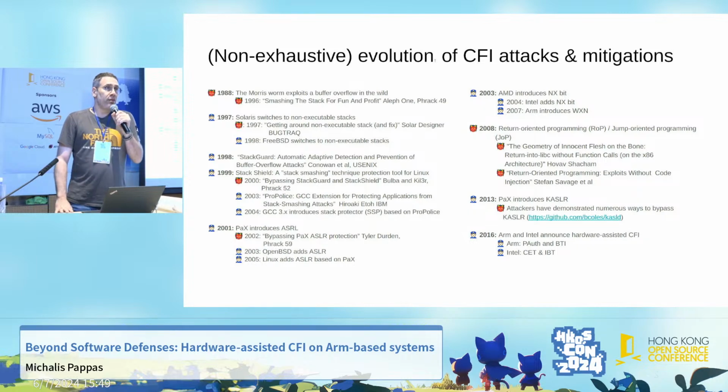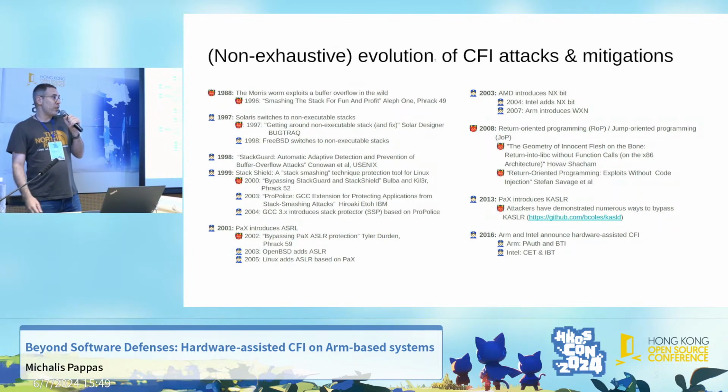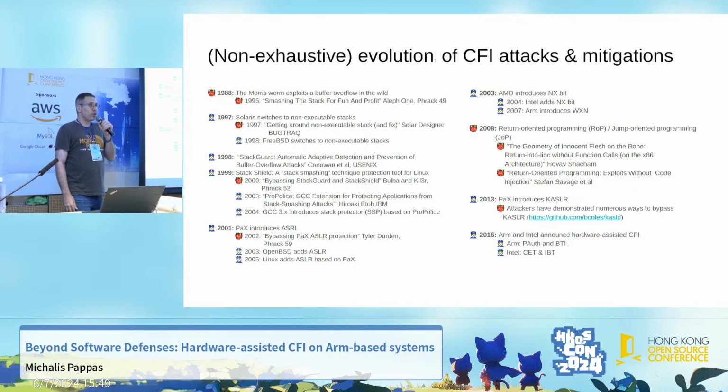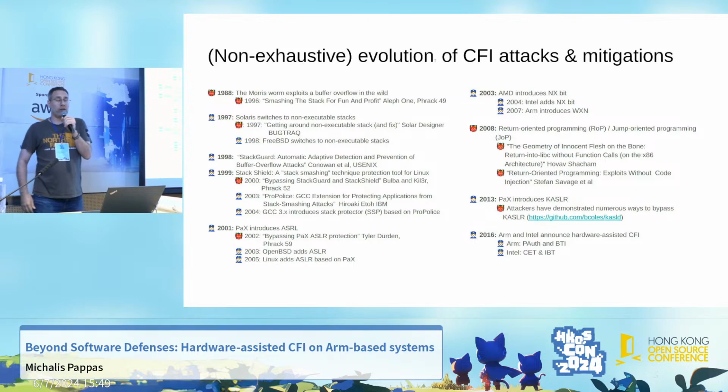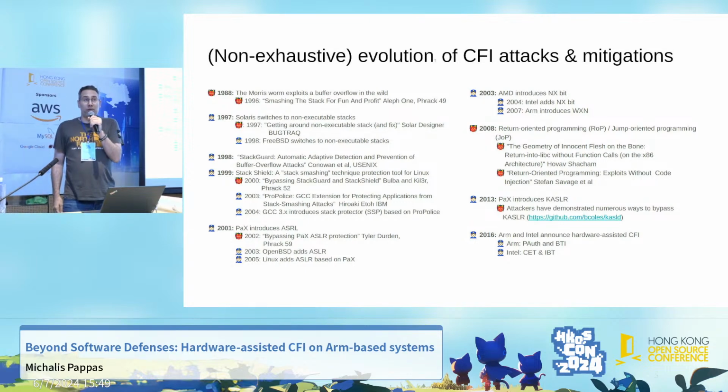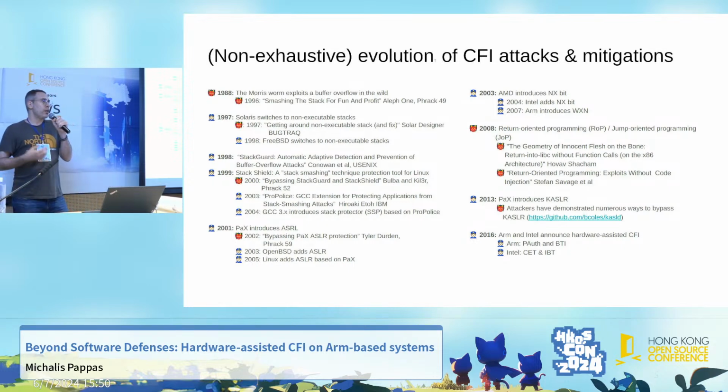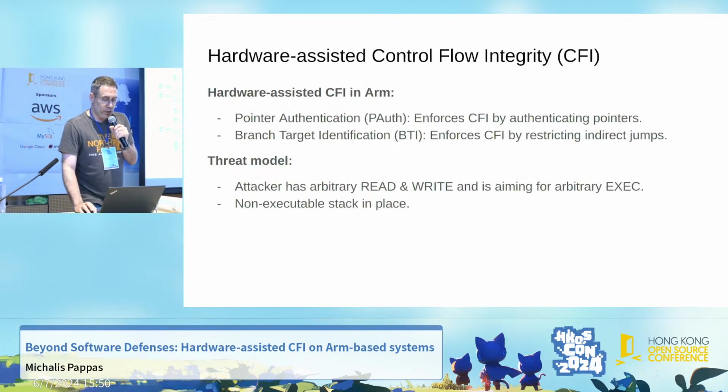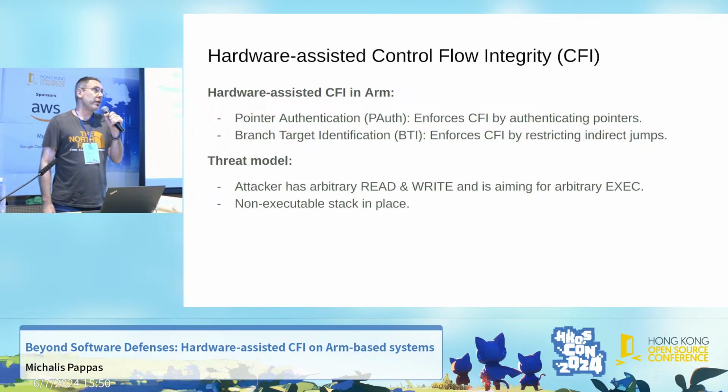The problem with return-oriented programming and jump-oriented programming and all these techniques is that it's very hard to defend against them with software, right? So these have become very, very successful attacks. And of course, at this point, CPU vendors start looking into hardware-assisted mitigations. And this is what we're going to be looking at today. So we will focus on ARM, and specifically Pointer Authentication and BTI.